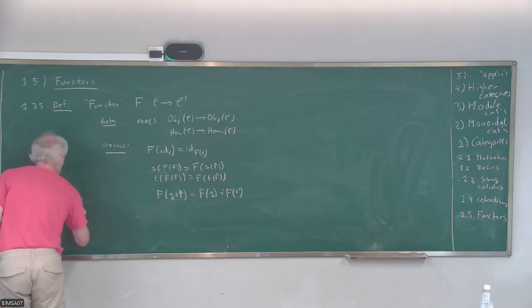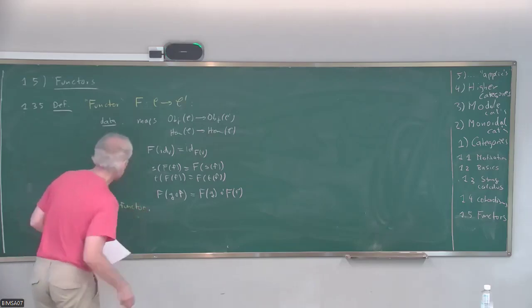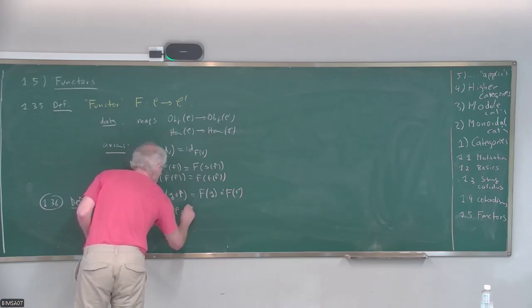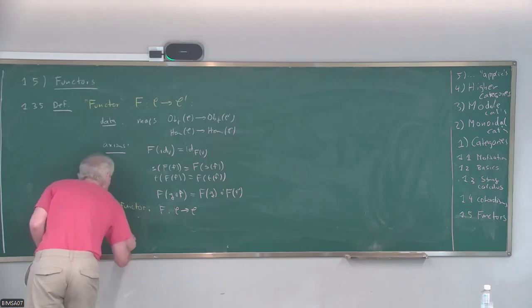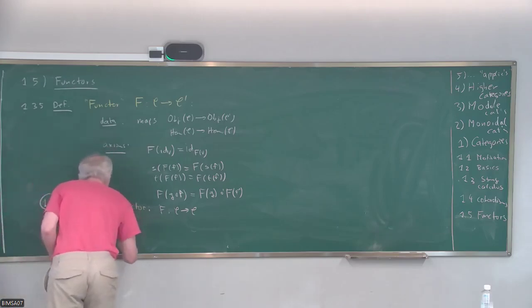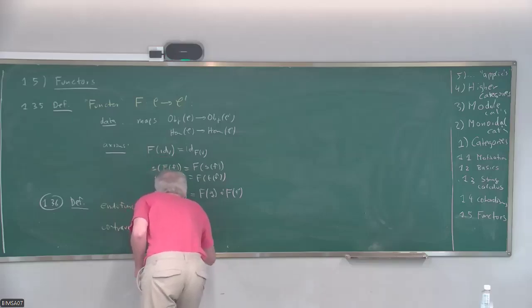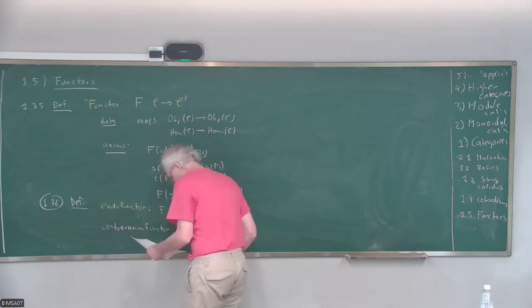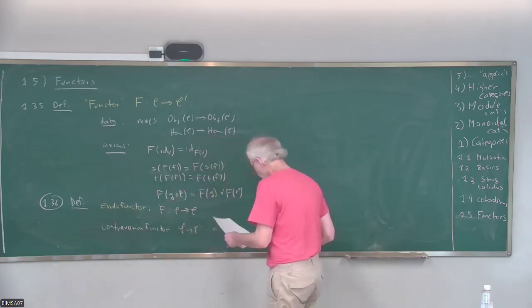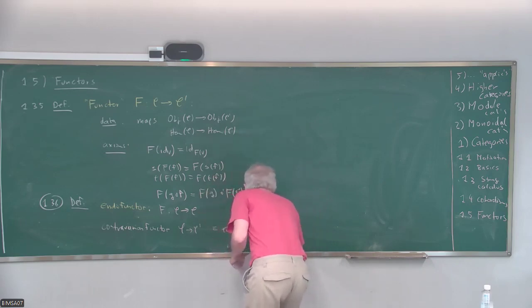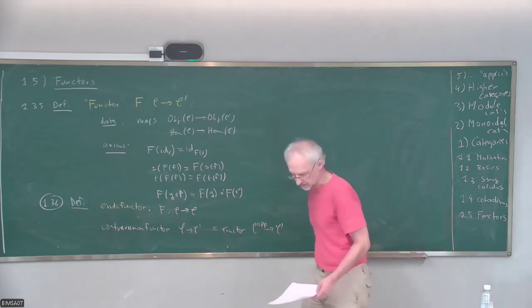Some more definitions. We say we have an endofunctor if we have a functor F where C prime equals C. Sometimes, but I will try to avoid this, instead of functor, one says also covariant functor, and then a contravariant functor from C to C prime is the same as a covariant functor from C opposite to C prime, or also from C to C prime opposite. That's equivalent.